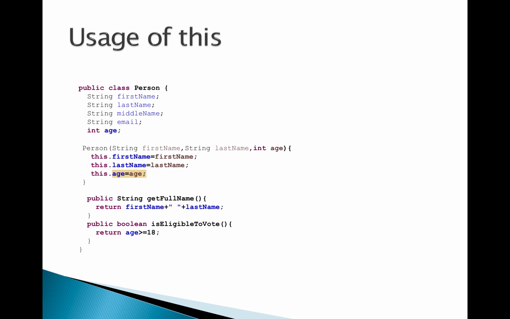So even if you pass the first name as the same name as the parameter name, the same name as the instance name, we will still be able to differentiate by using the this keyword. So now I am very clear: this.firstName means the instance value is going to get the parameter value. So this refers to the current instance.